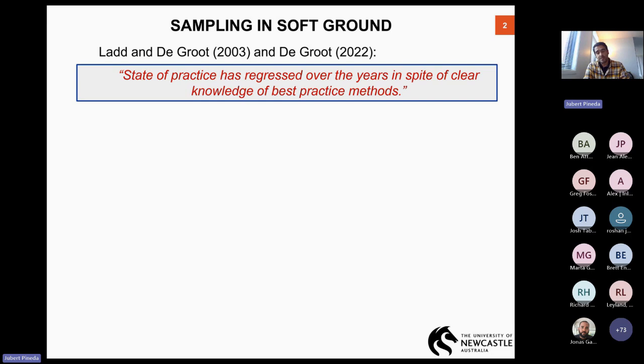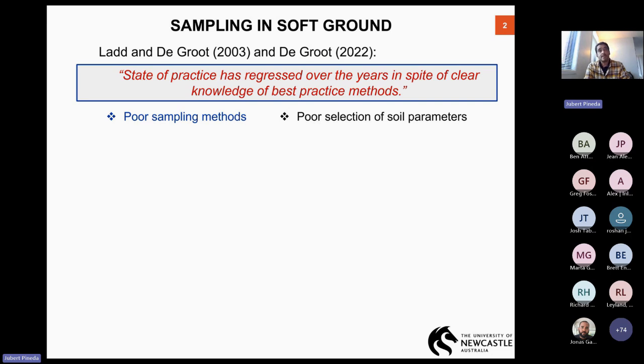Before I continue, I need to mention that this presentation focuses mainly on soft to medium soil that can be sampled with standard pushed samplers. They have recognized that the reason why we have regressed in best practice methods over the past years and decades is basically due to two main factors. The first one is the poor sampling methods we normally adopt in practice. And the second one, a consequence of the first, is a poor selection of soil parameters.